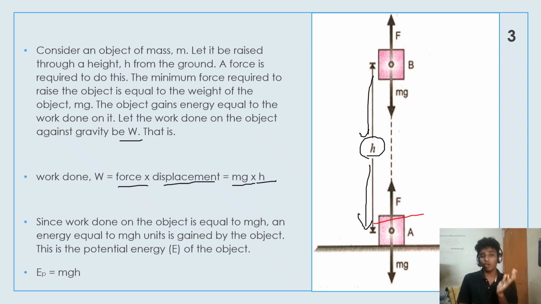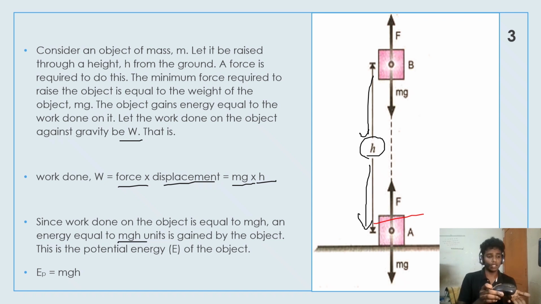So the work done on the object is equal to mgh, and energy equal to mgh units is gained by the object. That means we already said that the object gains the energy equal to the work done on it. And here the work done is mgh. So that much energy is gained by the object, and that is called the potential energy of the object at that height.